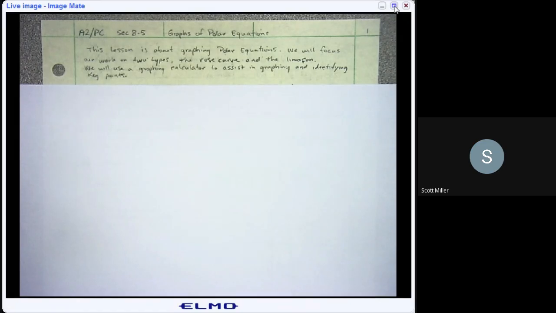All right, so we're going to be looking at section 8.5, graphing polar equations. We're going to be graphing polar equations, but we're going to be focusing on really just two types, the rose curve and the limaçon. We'll be using the graphing calculator to assist us in graphing and identifying key points. So it's going to be on the calculator, all right?